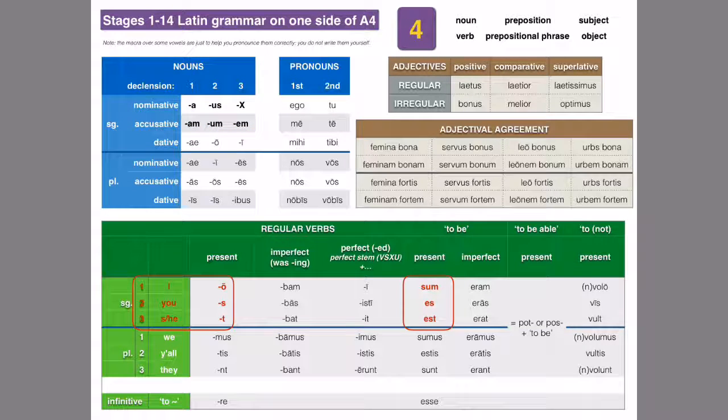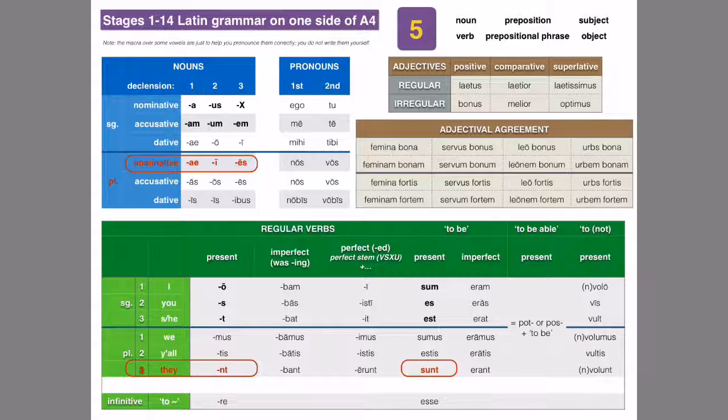Stage 4, we jump down to the green table to the verbs, and we learn the really simple endings for I, you, and she or he. So we see the first person singular, second and third person singular. The O on the end means I'm doing it, S is you, T is he or she. And we also learn the beginning of the irregular verb to be, I am, you are, and she is.